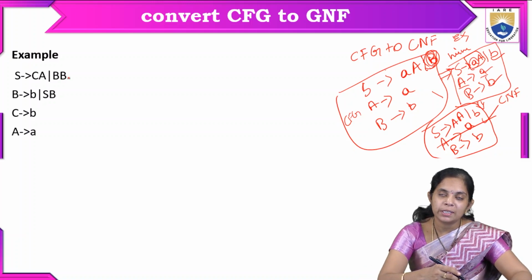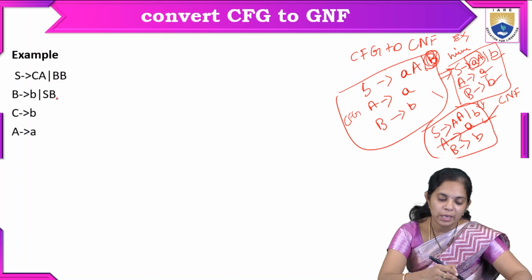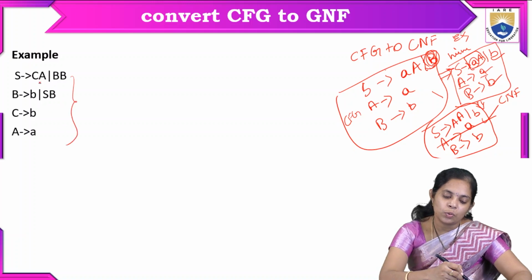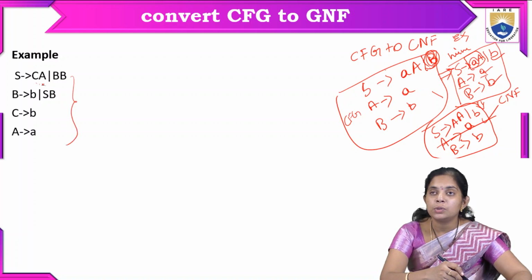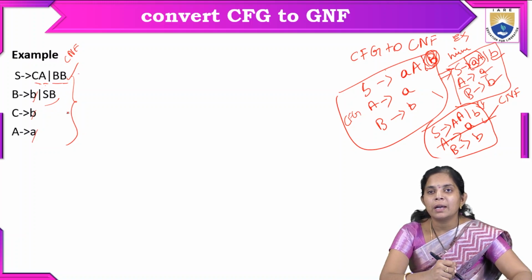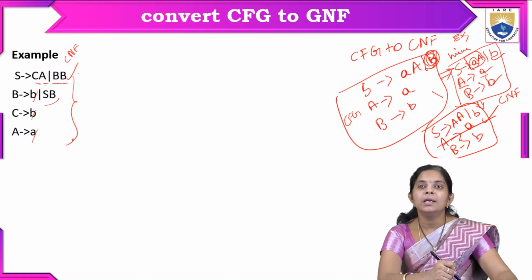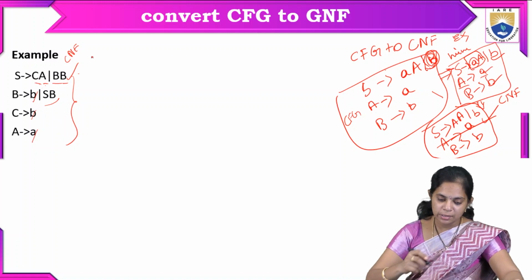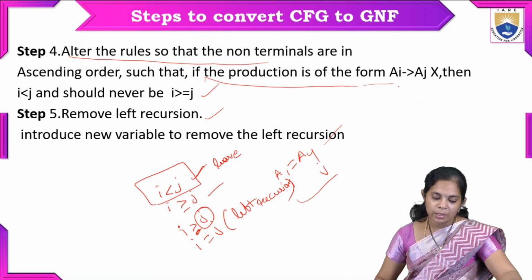Why am I saying it is already in CNF? If you see this grammar, the first production has S tends to two non-terminals, and this is also two non-terminals. So it is coming to the CNF. And the terminals are also CNF, and these two also CNF. So if we see this grammar, we can say that the grammar is in CNF. And this is the second step.